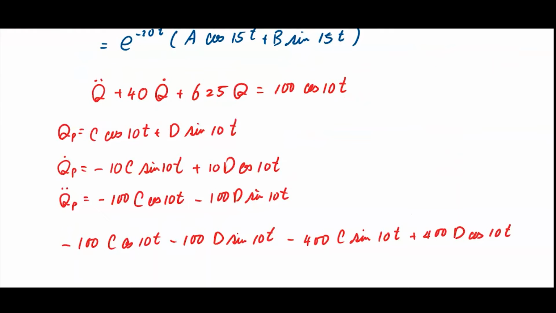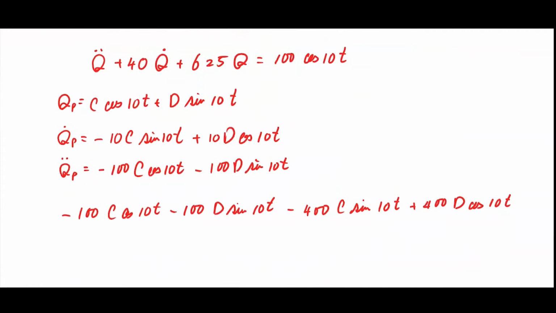So far with me? And then I have to multiply this by 625, this thing. So plus 625 c cosine 10t plus 625 d sine 10t here. So far so good. And that's the other side, 100 cosine 10t.